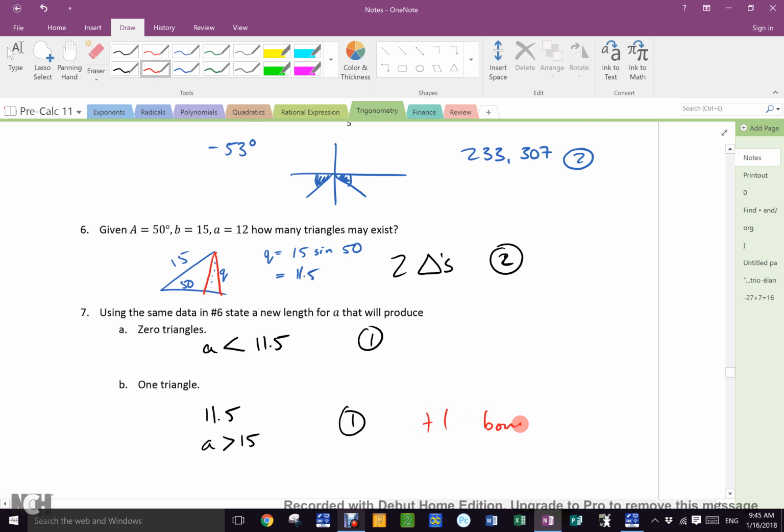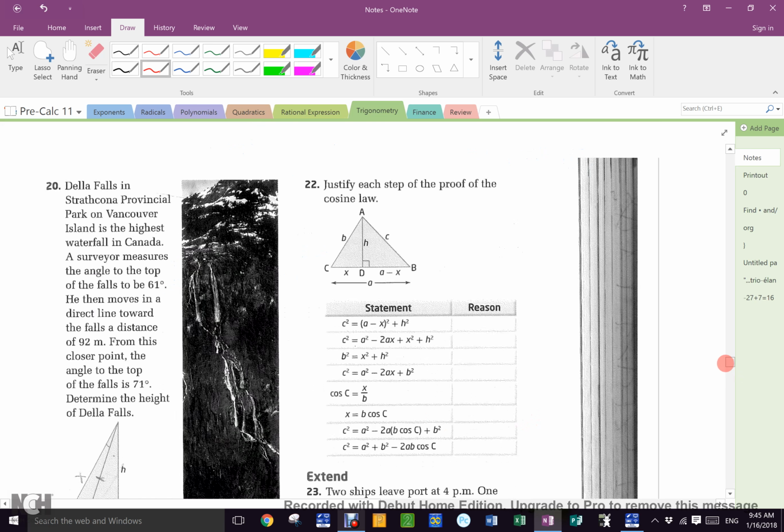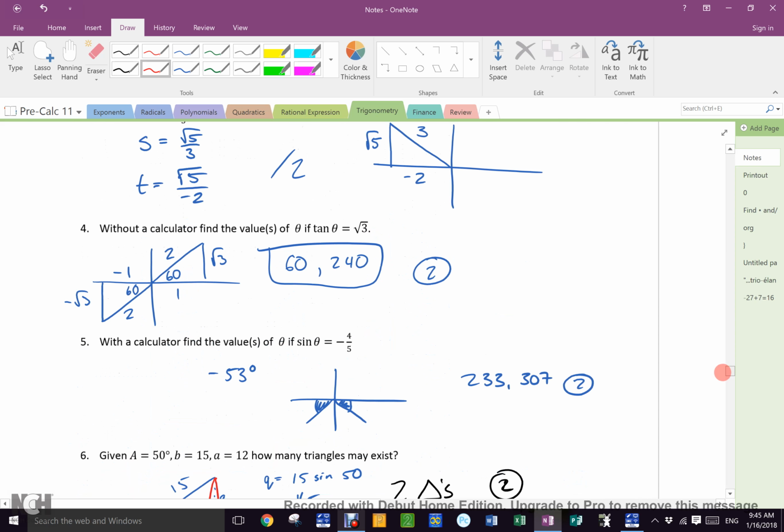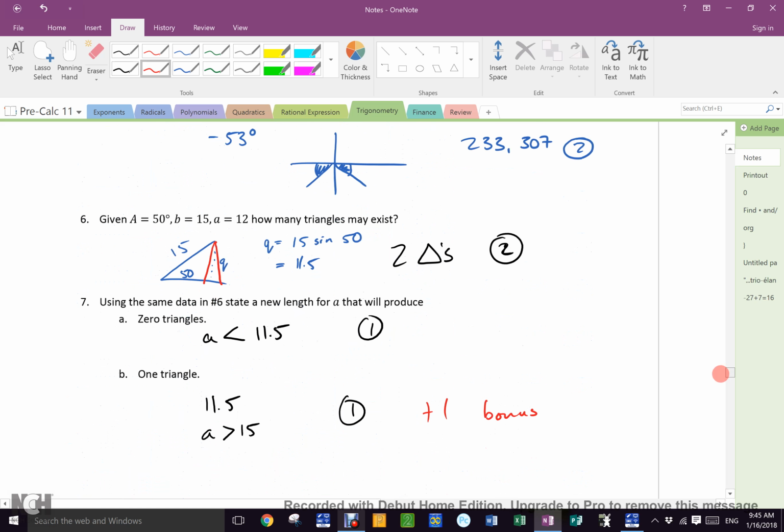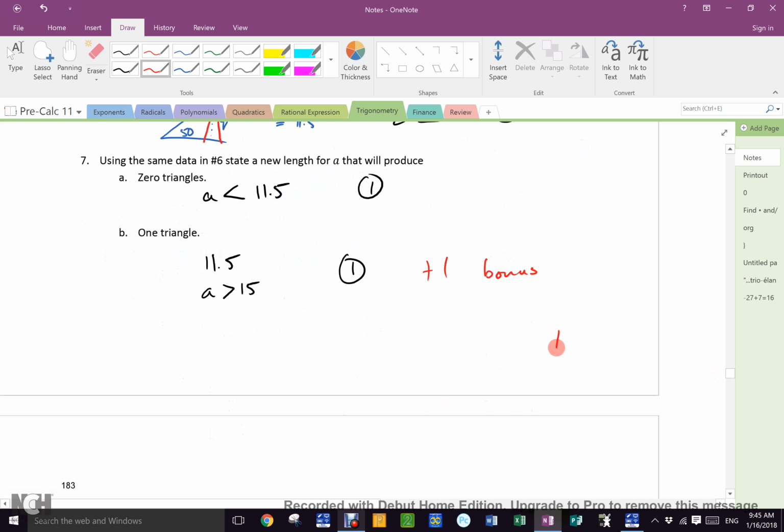+1 bonus. Making that page out of, I don't know, 1, 2, 4, 6, 8, 10, 12, but a possibility of 13 out of 12. Anybody get 13 out of 12?